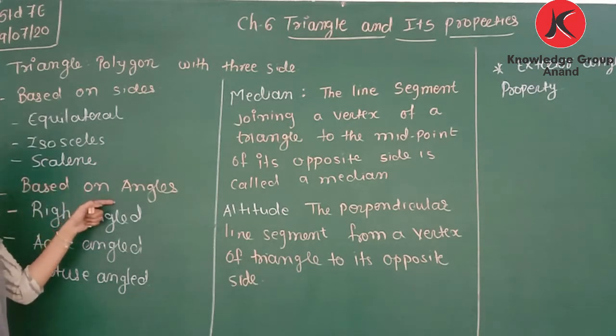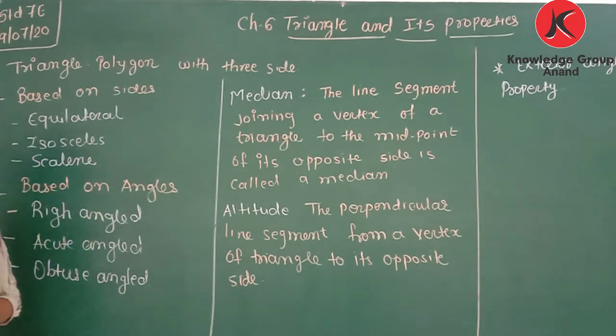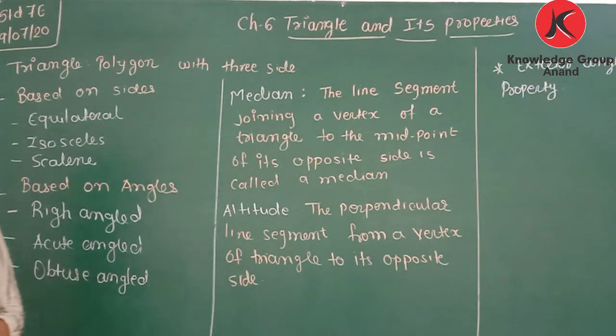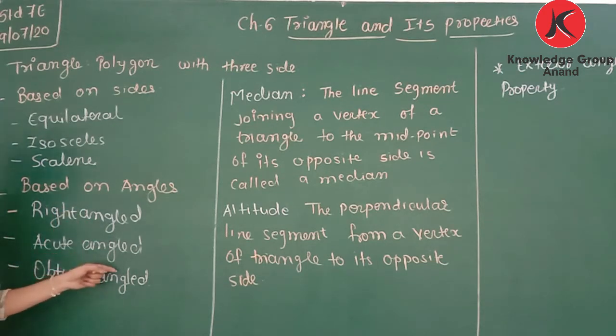Based on angles. So first is right angle triangle. If any angle is 90 degree, if any one angle is 90, then it is a right angle triangle. If all angles are less than 90, then it is acute angle triangle, and if any one angle is greater than 90, then it is classified as an obtuse angle triangle.